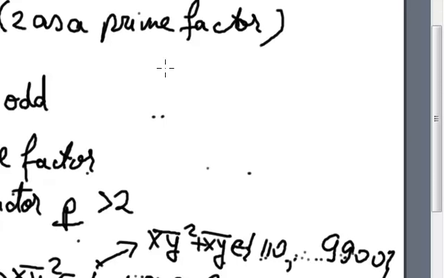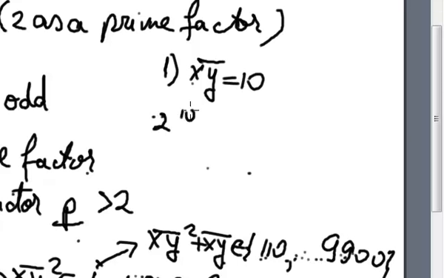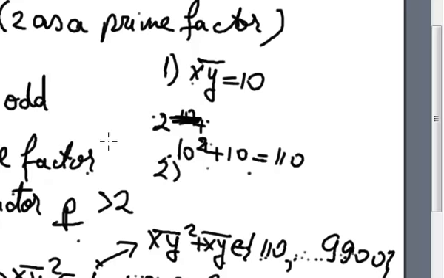In the first case, we have xy equals 10, which is not a solution, because 10 squared plus 10 is 110. Also, neither 11, 12 or 13 are solutions. You can verify yourself if you want.